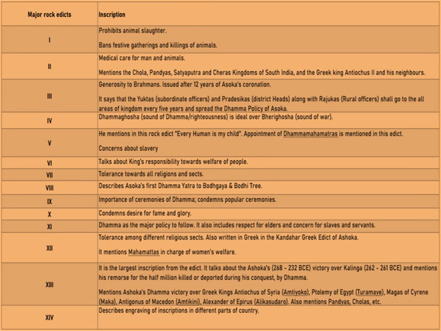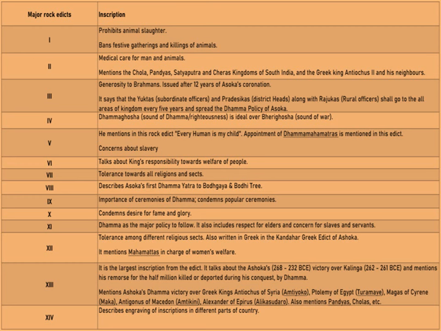Rock Edict number 4 names Dhamma Ghosha. The sound of Dhamma or righteousness is ideal over Veri Ghosha, that is, the sound of war. So Dhamma is above war. Rock Edict number 5 mentions every human is my child, and the appointment of Dhamma Mahamatyas is mentioned in this edict. And also concerns about slavery have been the main principle of Rock Edict number 5.